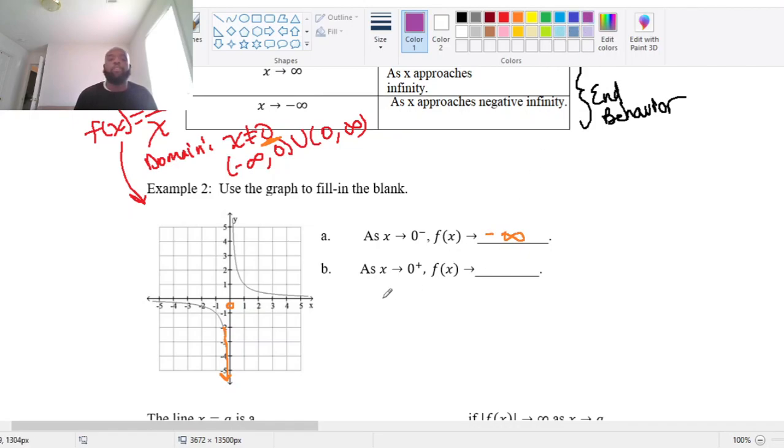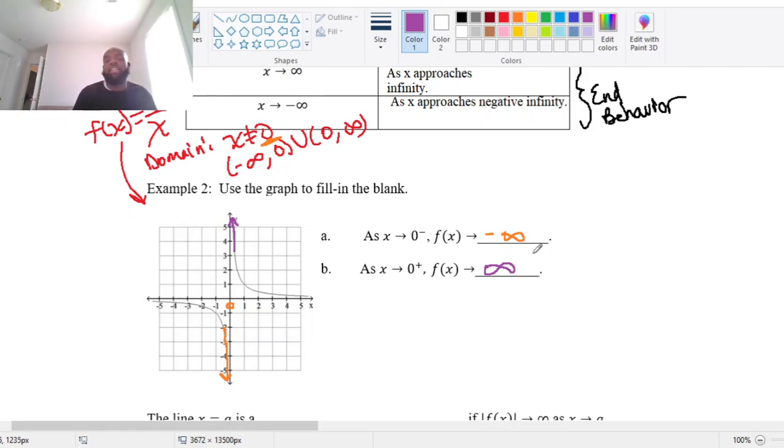And as x approaches 0 from the right, that's numbers close to 0 but on the right side of 0, I'm going to trace what my function is doing, and my function is going upward indefinitely, which means positive infinity. When this happens, if I ever approach a number from the left or the right, it can be either or, then the vertical line x equals that number that I'm approaching is what we call a vertical asymptote.